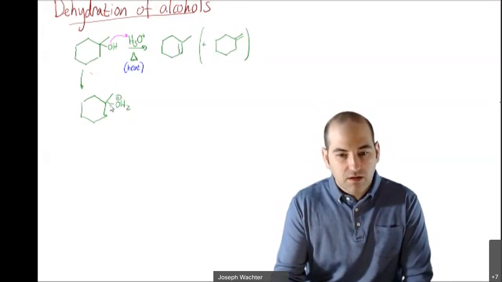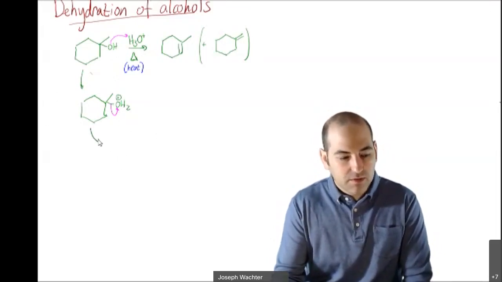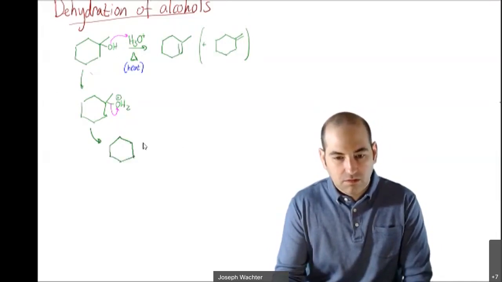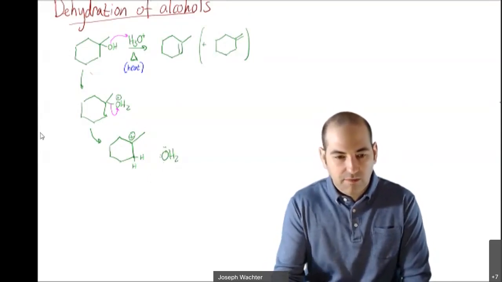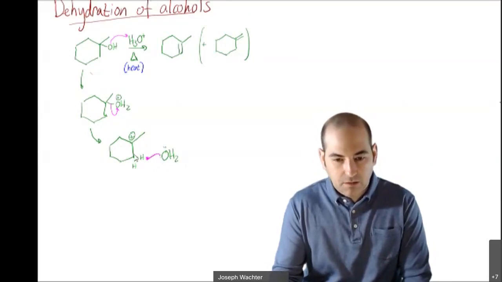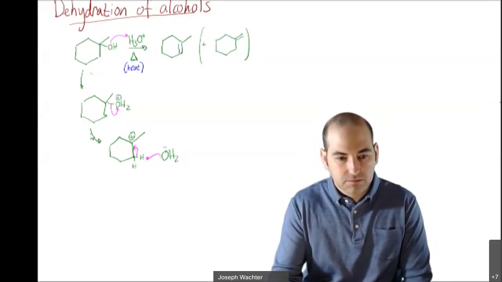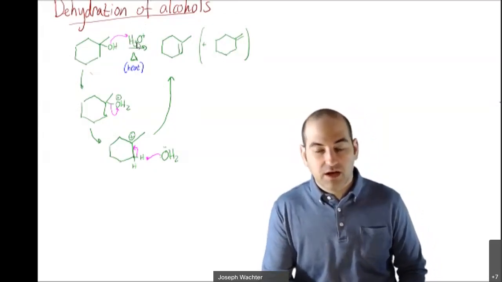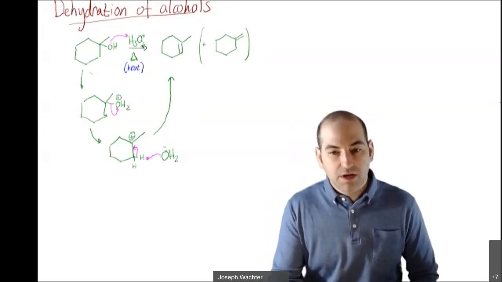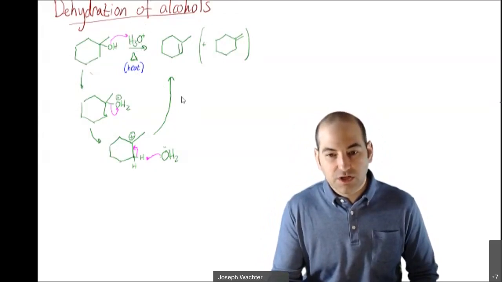So we lose our leaving group. Then we deprotonate one of the alpha or beta hydrogens. So actually that water that comes off can act as a base in this case to complete the E1 mechanism. Now you notice this is catalytic acid, much like addition to a double bond, because we have now acid that's regenerated.